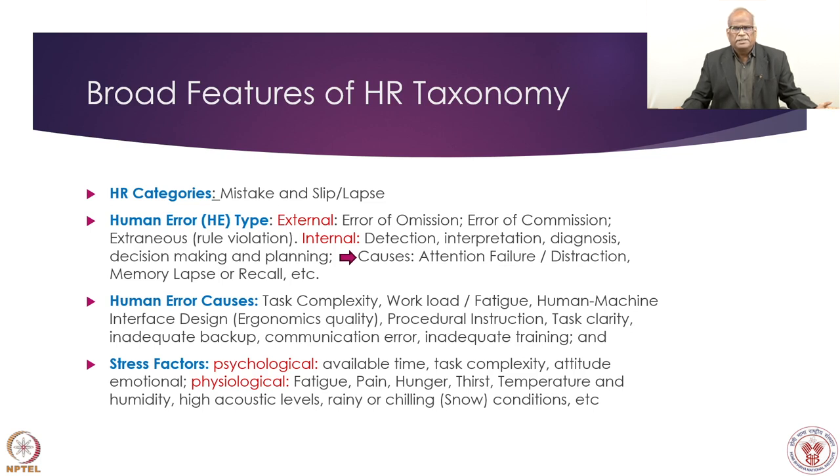So basically there are two external causes, error of commission and error of omission. These are basically as part of a procedure we are carrying out, or when we do some maintenance job or operational job in a control room setup. So that is external error. Internal means person specific. So whether we are able to, because for any failure or any event, detection is the first step. If we don't detect, it's a problem.